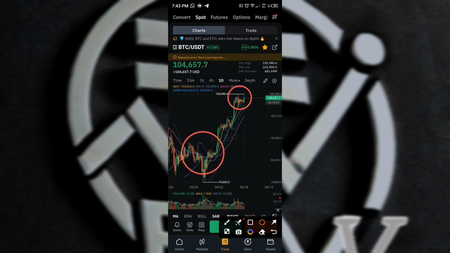You can see as of this time, the BTC market dropped to a price of 74,500. Can you see how cheap it was at that time? And then it now rises back to a price of 105,980. If you were to buy at the price of 74,500 and then sell at the price of 105,980, can you see the amount of profit you'd be gaining?